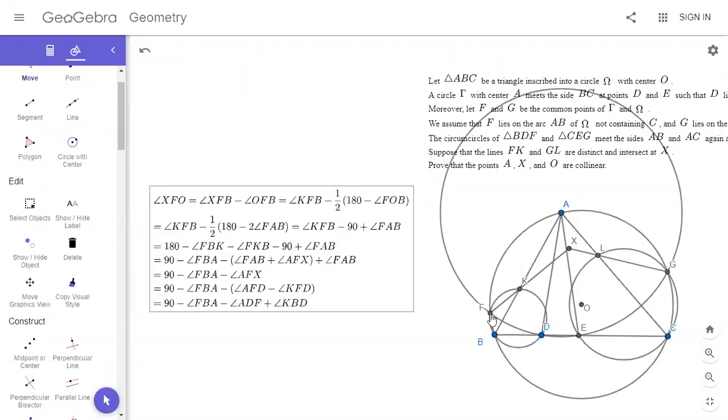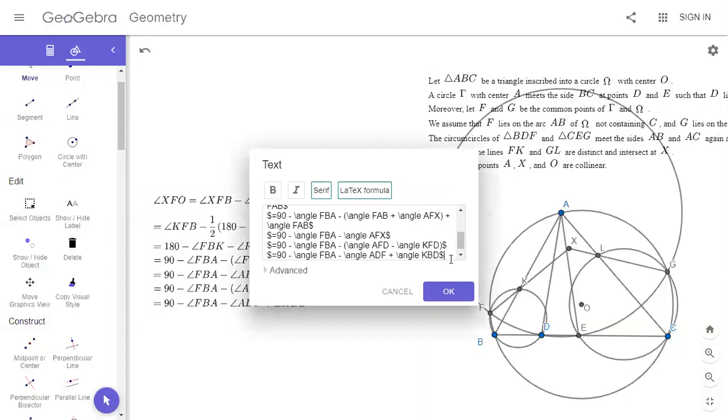I feel like we're so close. I feel like this has to finish just any second. Yeah, this has to just be an angle chase.